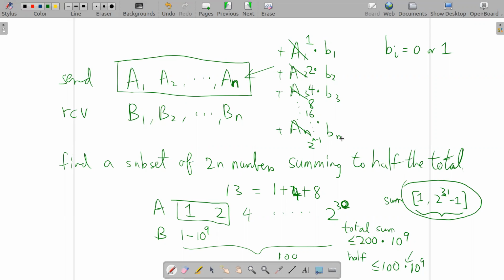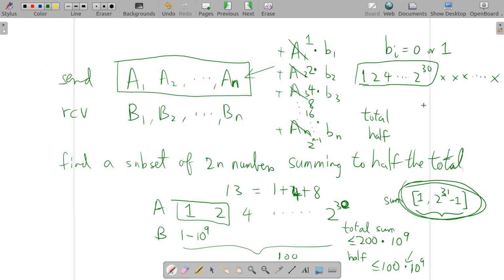Well, it's actually relatively simple. You have all these numbers. So you have your powers of 2, and then you have the rest of these numbers. Okay, so I have a total and I have a half, right? The total is the sum of everything and the half is half of that. If the half is in this range, I'm done because I can just figure out the binary representation of that half and use the appropriate powers of 2 to make it up.